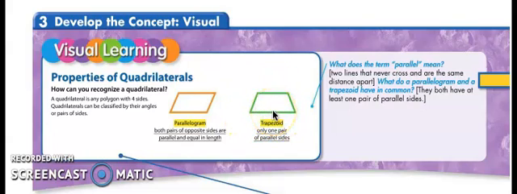So what does the term parallel mean? It means 2 lines that never cross and are the same distance apart. We talked about skiing, that you want to keep your skis parallel. You don't ever want to cross them because when you do, that's when you fall. What do a parallelogram and a trapezoid have in common? They both have at least 1 pair of parallel sides.